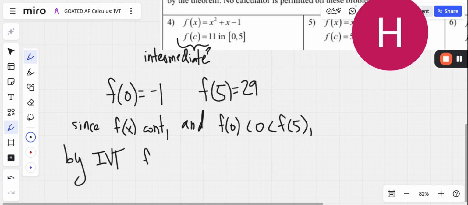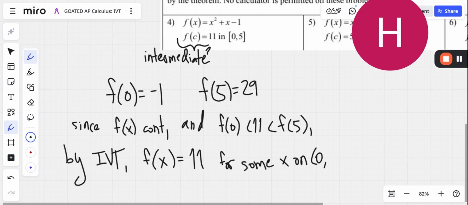f of x equals, whoops, why did I say 0? Since 11, pardon me, is between f of 0 and f of 5, so between negative 1 and 29, by the IVT, f of x equals 11, for some x on the interval from 0 to 5. If I go from negative 1 to 29, I had to have crossed through 11 at some point.